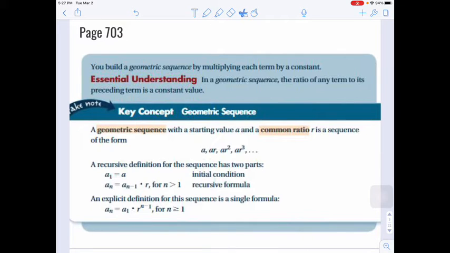A geometric sequence with a starting value a and a common ratio r is a sequence of the form a, a times r, a times r squared, a times r cubed, and so on. A recursive definition for the sequence has two parts. The initial condition, a sub 1 is equal to a, and the recursive formula, a sub n is equal to a sub n minus 1 times r for n greater than 1. An explicit definition for this sequence is a single formula, a sub n equals a sub 1 times r to the n minus 1 for n greater than or equal to 1.